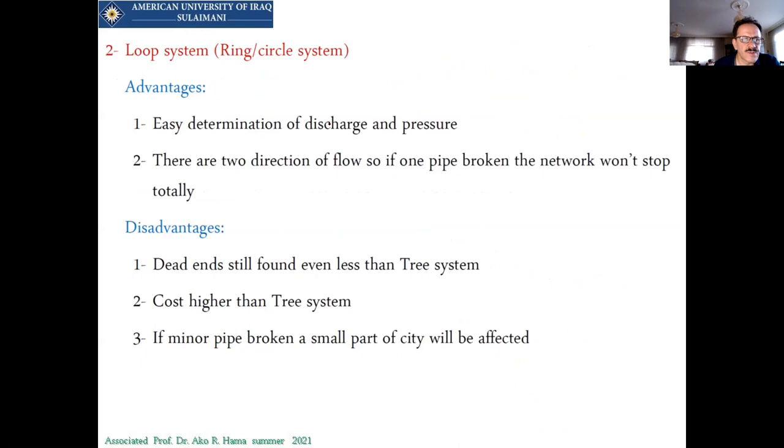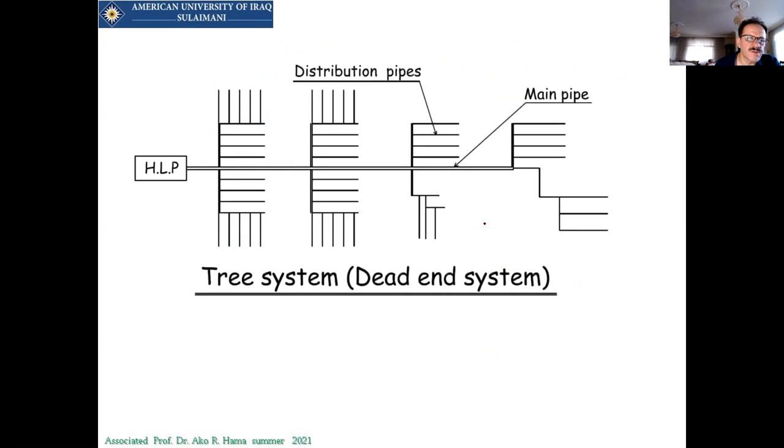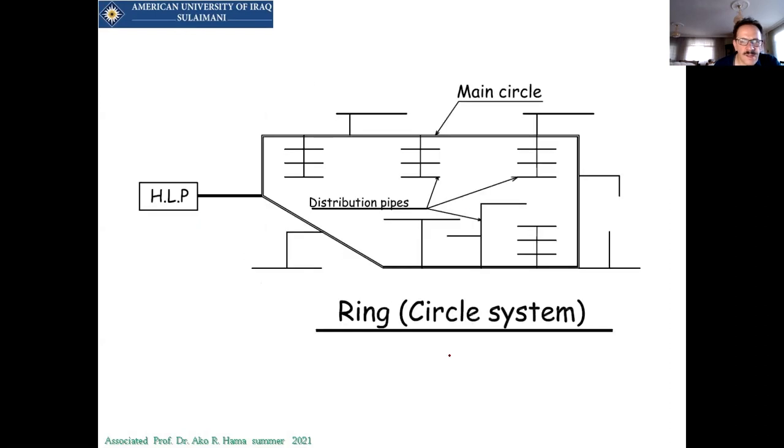While we have another system, which is called the loop system. Here's the loop system. By the way, this is the three systems. This is called the mains, and this is called distribution pipes. And you can see these are all dead zones. The ring or the loop system, you can see, this is the main pipeline. This is the main. And by the way, this is the landscape of the city. So this is called a loop or a ring. It looks like a ring system.